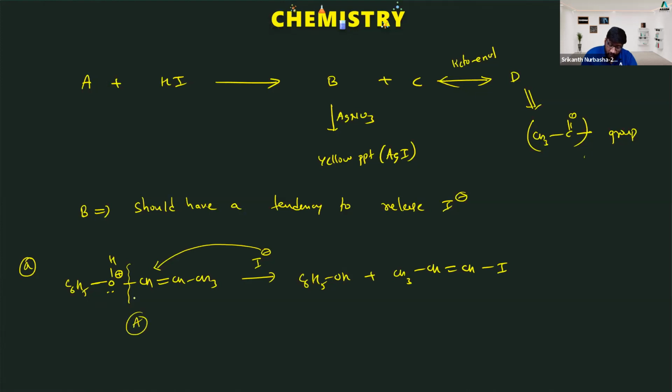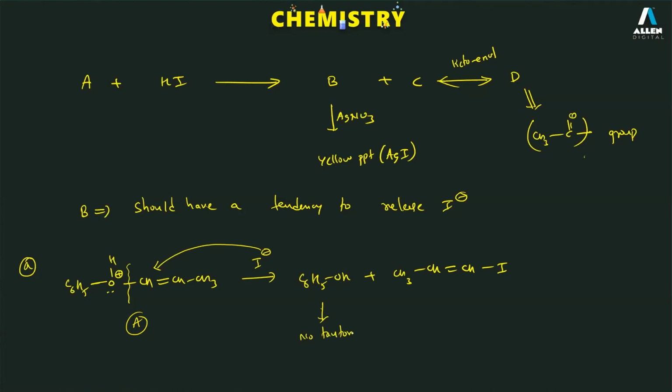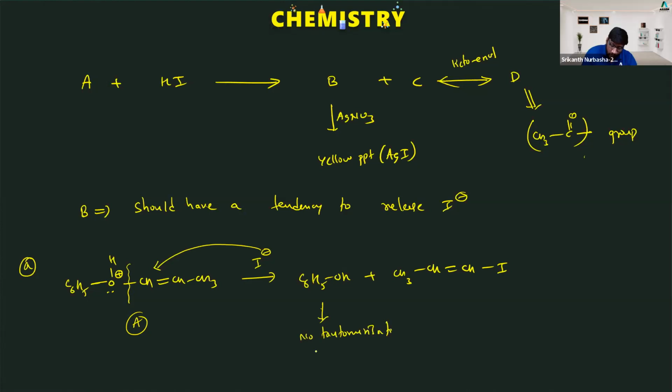If this is your compound A, out of this, one should be B and one should be C. C should be undergoing keto-enol tautomerism. Will phenol undergo tautomerism? No, no tautomerism due to its aromatic nature, because phenol exists in the aromatic form. It will not go into the keto form. So C converting into D is not possible. So option A is wrong.